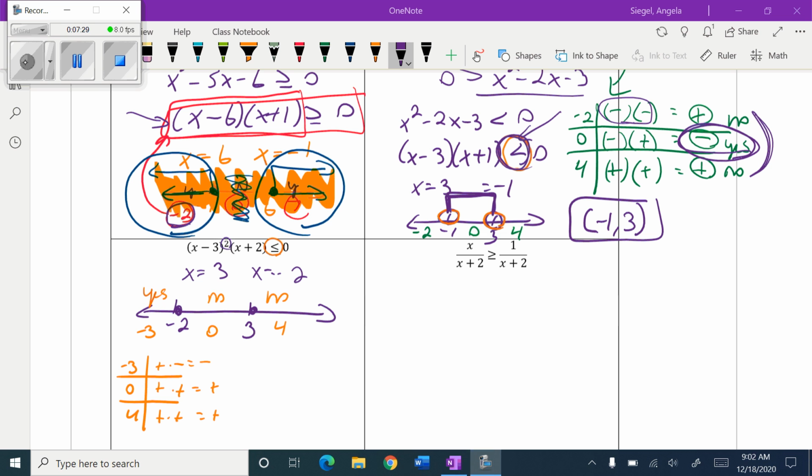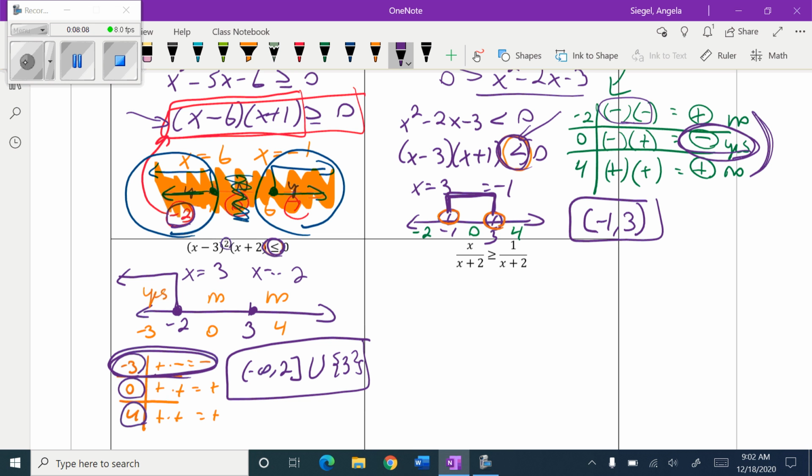Okay, so here's what I have so far. I have my boundaries at -2 and 3, and so I plugged in 3 test points, 1 for each section, to see what I wanted. And so I need to look up here. I want it to be a negative. So this was the only case that it was a negative. So it's going to be going this way. But I just can't say negative infinity to 2, because I also have this 3 out here. So I'm just going to connect it with the union and just place the point of 3 there. So that's my answer there.